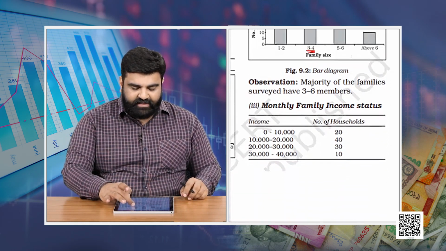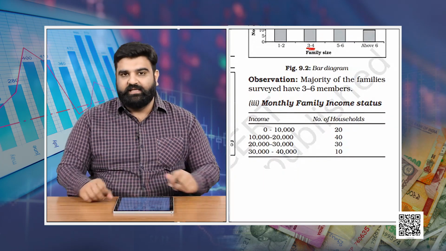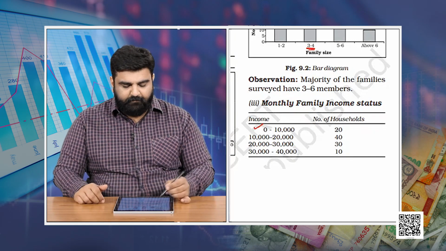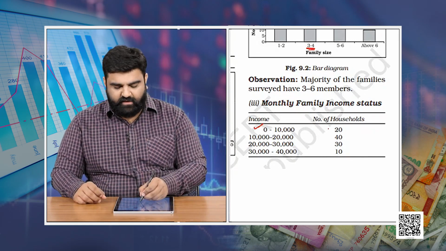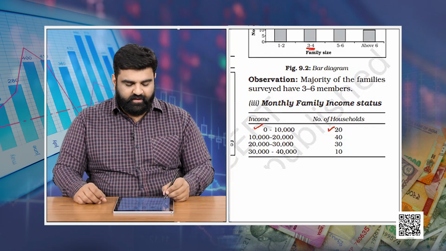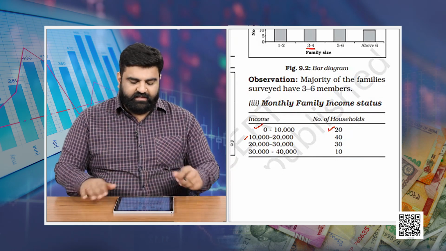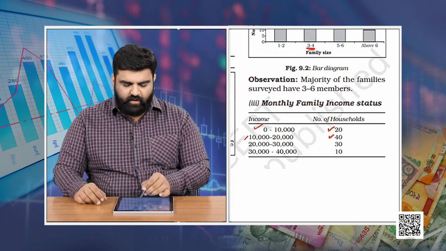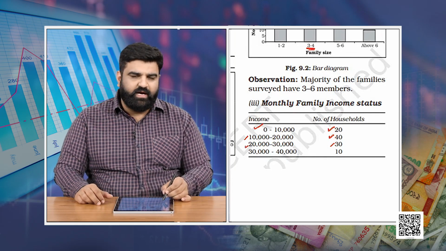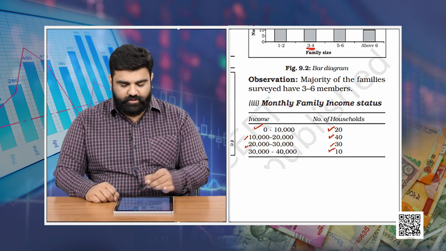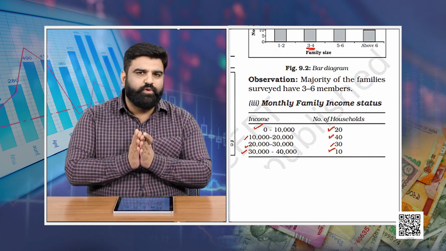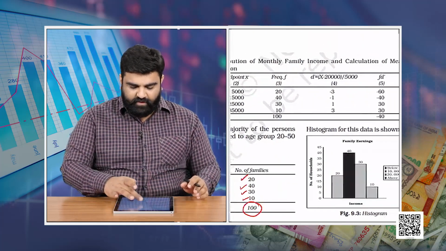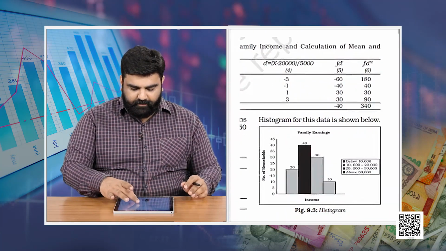Then we have the data on monthly family income status. We surveyed people which had a monthly income of 0 to 10,000 and there were around 20 households as such. Between 10 to 20,000 there were around 40 households. The monthly income of 30 households lied between 20,000 to 30,000 and 10 households had a family income of 30,000 to 40,000. So, let us move ahead and show this in the form of a bar diagram.